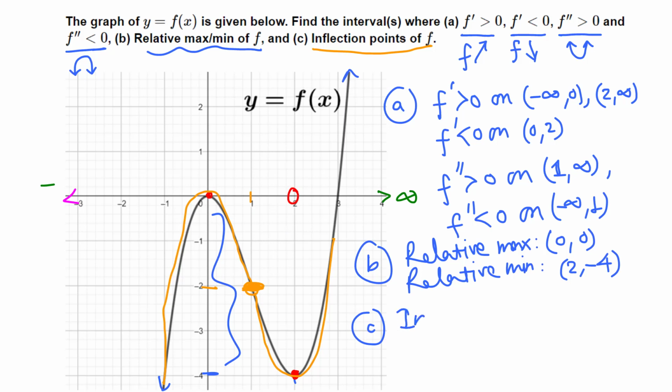See, inflection point means always x and y coordinates. So at 1, this point means 1, -2. Final.